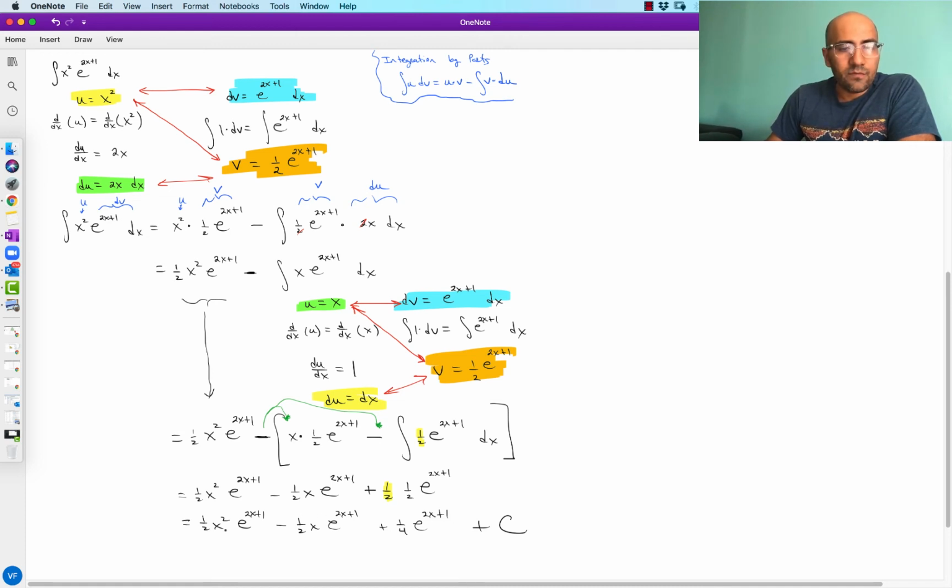And then simplify. So our initial integral, the one we were really starting with, is equal to that, which equals that, all the way down. So our final answer is this guy. So I'm going to box it up. The integral of x squared e to the 2x plus 1 dx is equal to this.